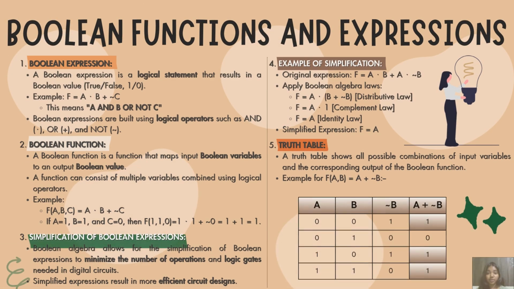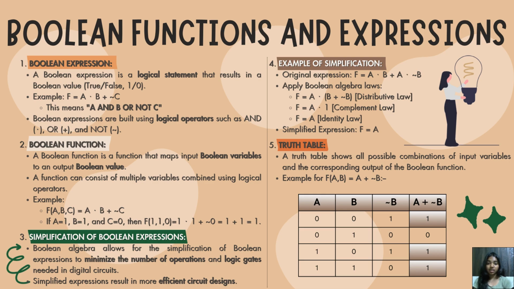What is a Boolean expression? It is a logical statement that results in a Boolean value, that is, a true or a false. Here in the example, you can see f is a function which is equal to a dot b plus c prime. This expression can also be written as a and b or not c.